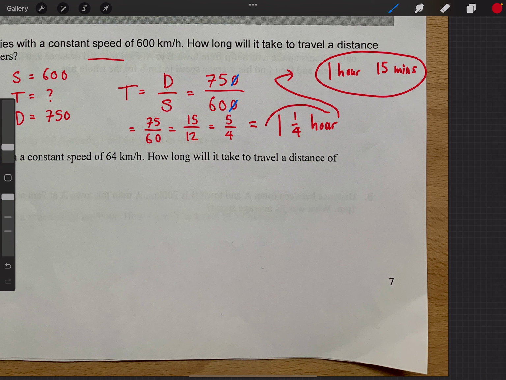Again, we just cross out the t. We get distance over t. Time equals distance divided by speed, which equals distance here is 32. Speed here is 64. Okay, work that out. And that will be in terms of hours. Whatever fraction you get, that'll be in terms of hours. Alright, you can work that out. Next page.